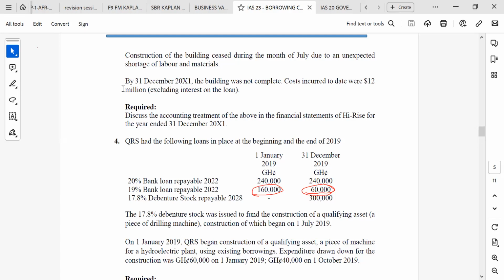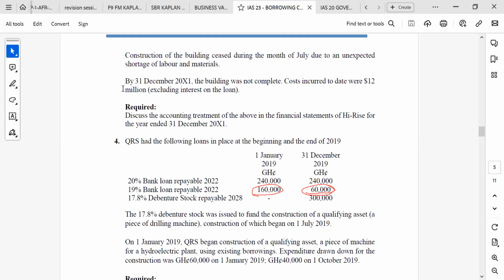Which of them are you going to charge the interest on? The 160. Are you sure? Yeah, that's what it was at the beginning. Okay, but that is not the money at the end. Then they will charge the interest on the difference. No, you add them together and charge.